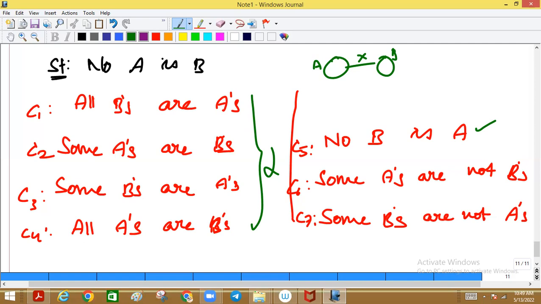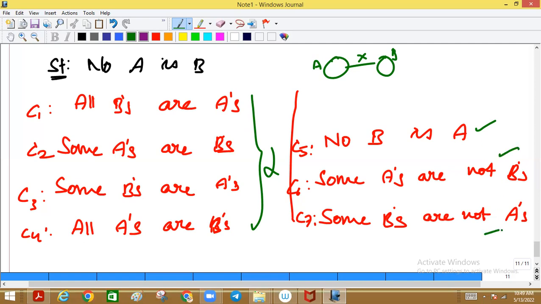Like from all, you can take some. In the same way, from no, you can take some not. That is a logical thing. That is a logical explanation for this. So obviously now you tell me, what about conclusion 6 and conclusion 7? Correct or wrong? Both are correct. So yes, both are correct.